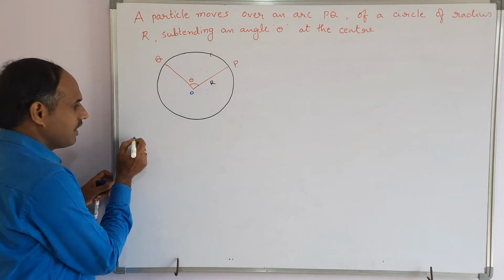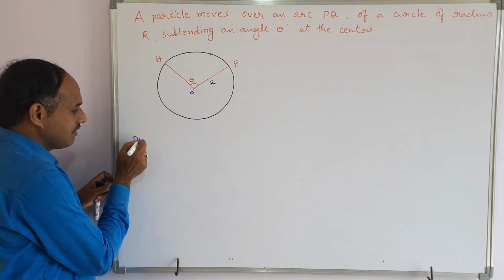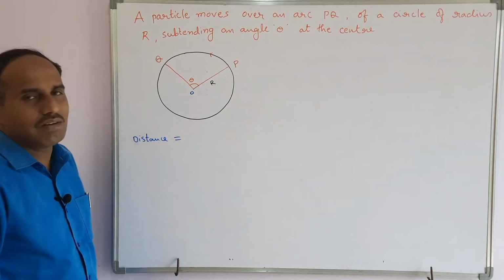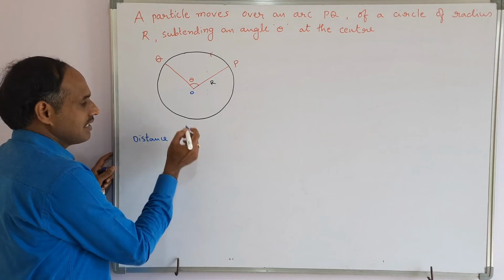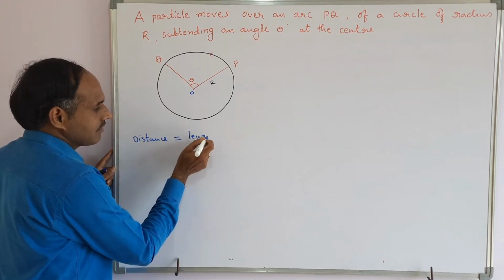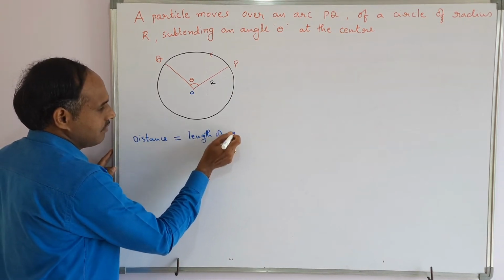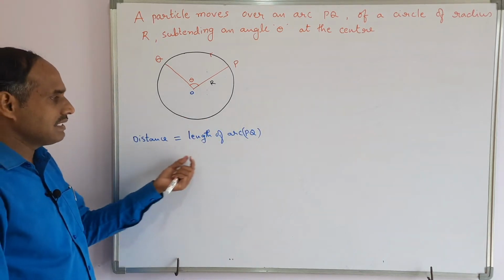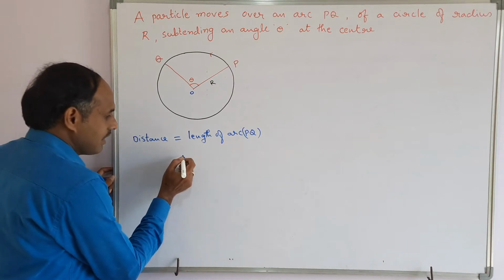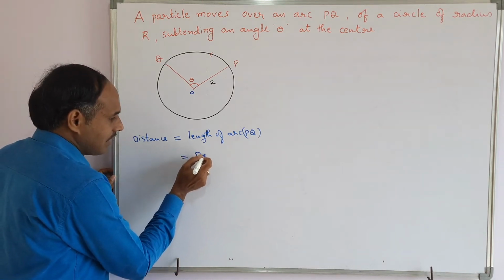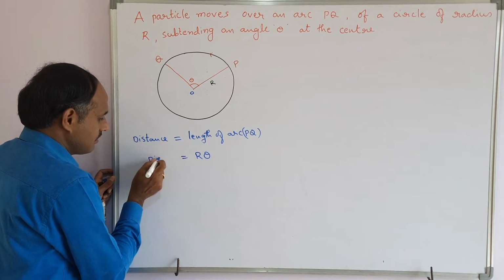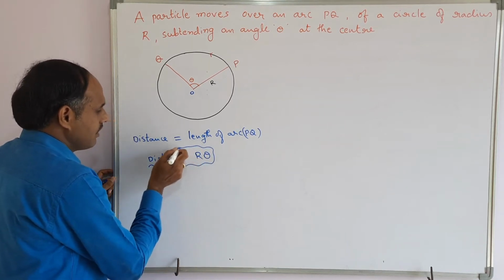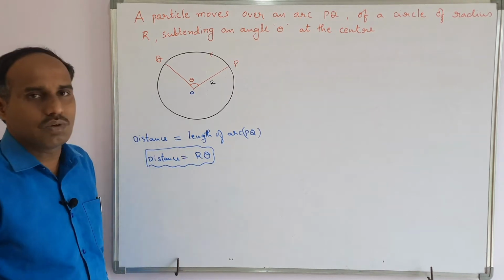Irrespective of the path, whether it is rectilinear or curvilinear, the distance traveled by the body is nothing but the length of the path traveled by the body. So here the distance is the length of the arc PQ, and we know from basics length of the arc is equal to angle into radius, means we can write r theta is the distance covered, and that angle should be in radians only, right?